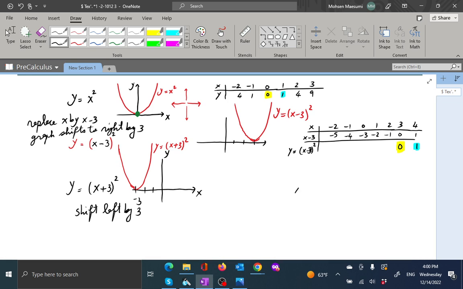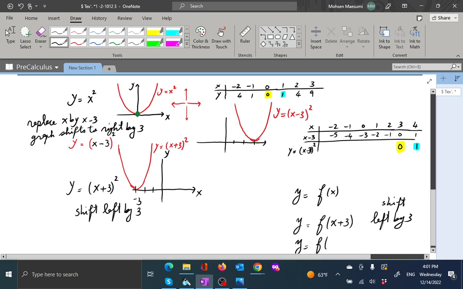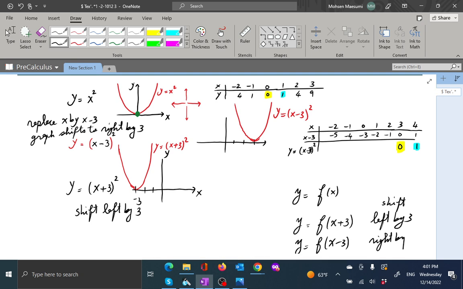So we make a general rule: if I have any equation, really, it doesn't have to be a function, if I replace x in it, so that's my original function, like y equal to x squared, and if I do x plus 3, this is going to be left by 3, and by that we mean shift to the left by 3. If I change my mind and subtract 3 from x, it is going to be right by 3. Again, we mean shift to the right by 3 units.